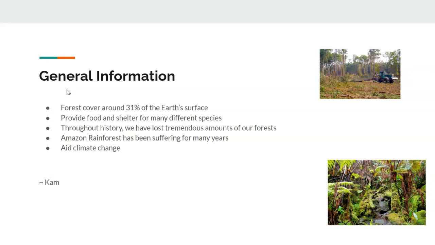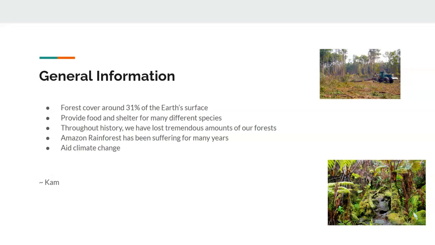There are forests all over the world, from one end of the globe to the other. Forests cover about 31% of the Earth's surface, providing food and habitat for many different species. Deforestation is the process by which large amounts of trees are forcefully cleared away. Throughout our history, we have lost tremendous amounts of our forests.